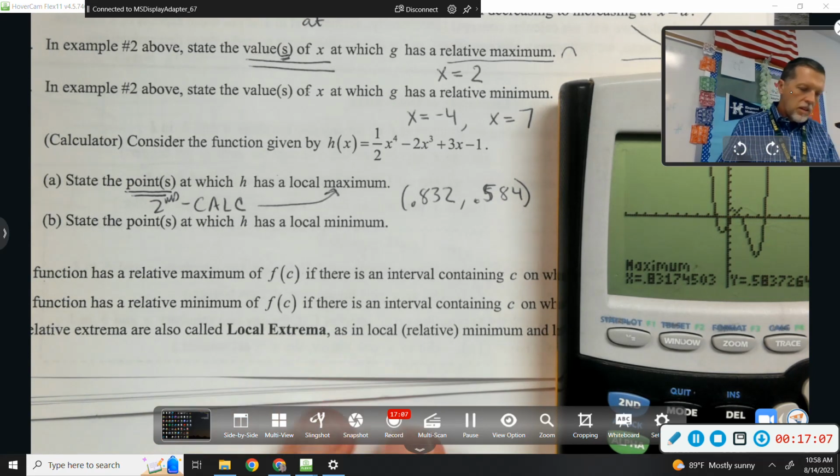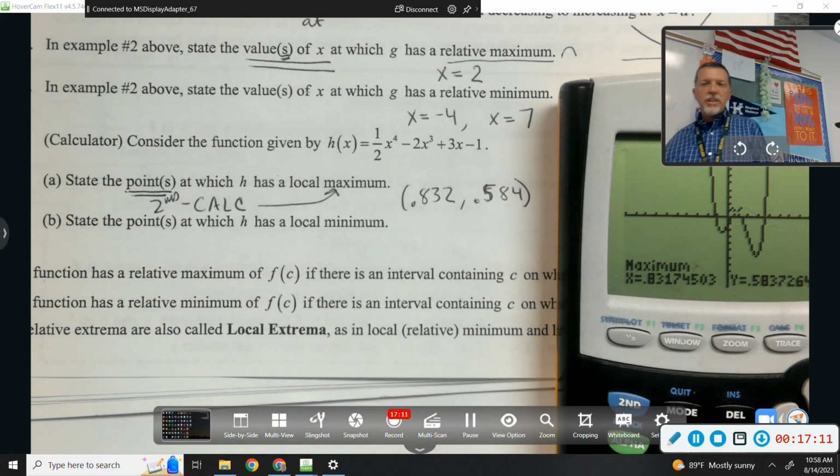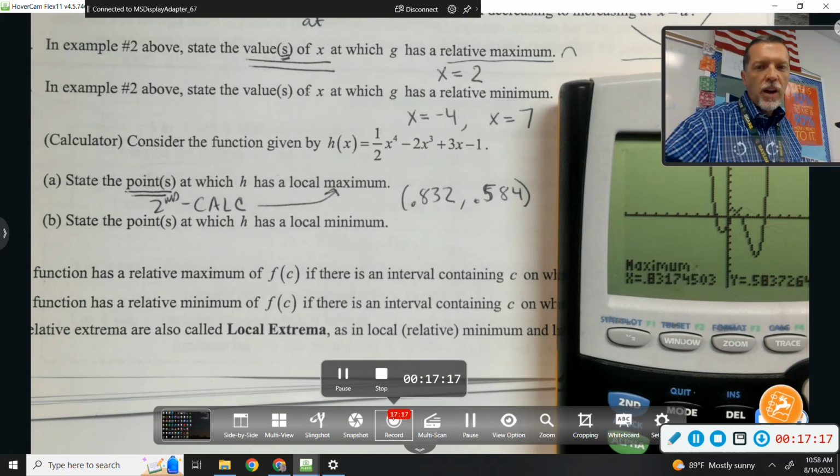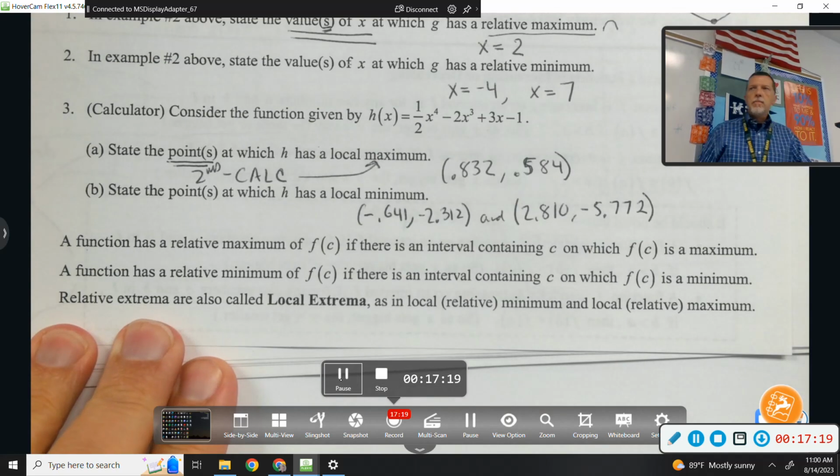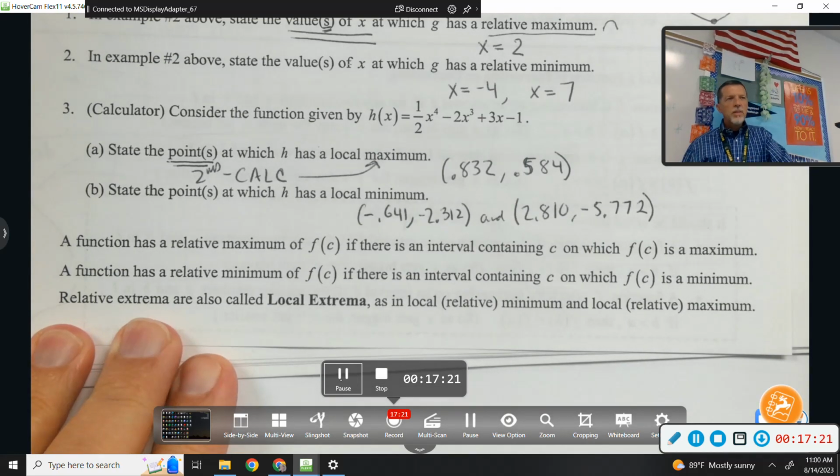All right, you try the same thing. Well, actually, need to back up. How many local minimums are there? 2. So you have to do the same thing twice, but with minimums. So I'm going to press pause and give you time to find those. There's our 2 local minimums. Okay, just using the calculator, really.